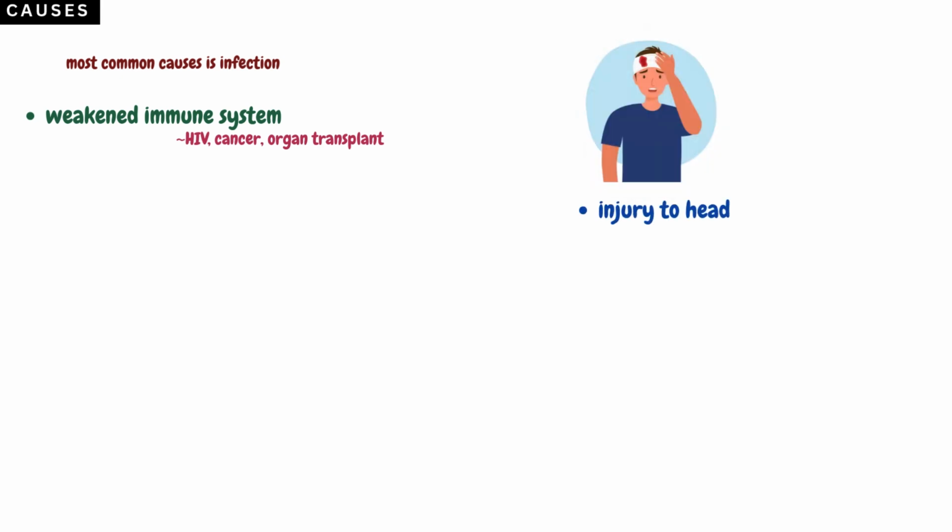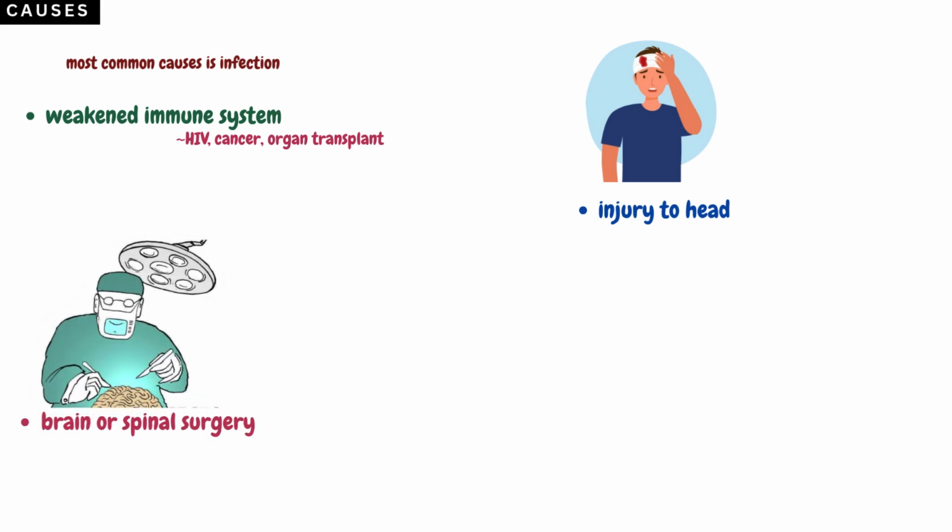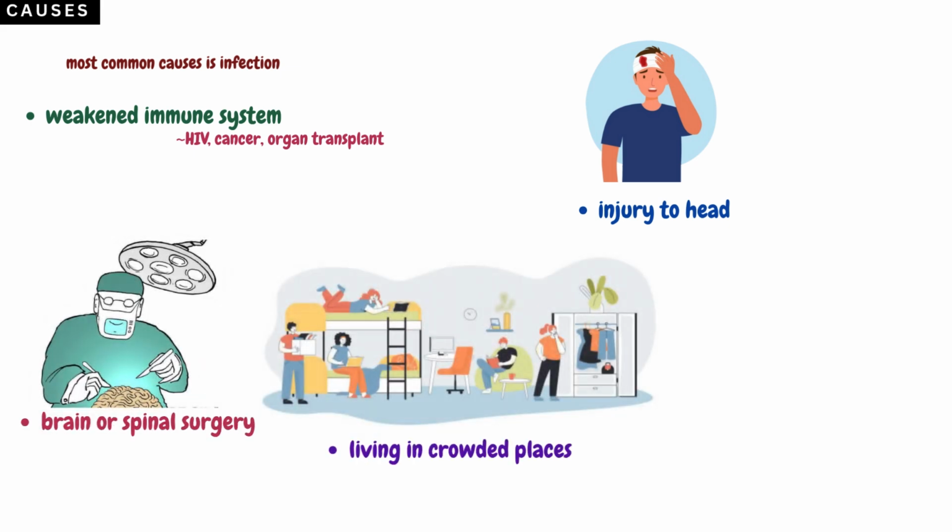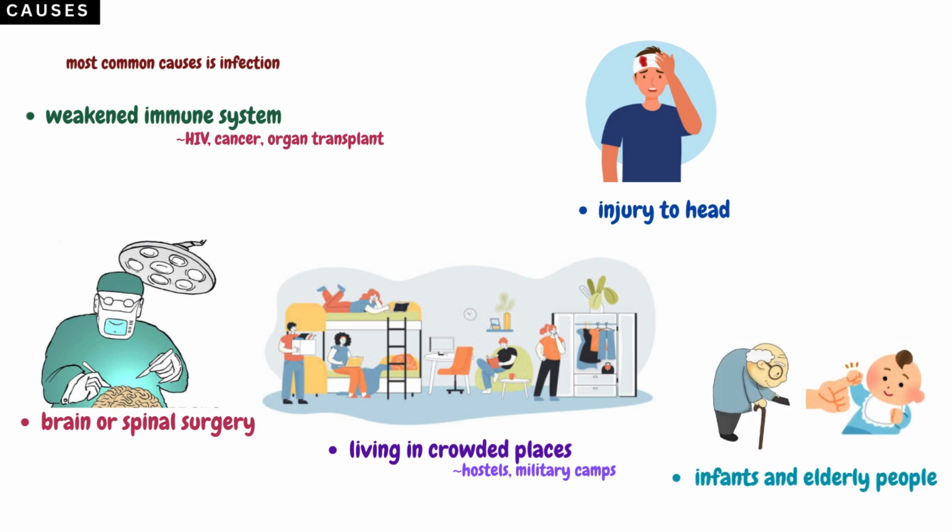Let's look at some of the risk factors of meningitis. Weakened immunity, like in HIV, cancer, or after organ transplant. Injury to the head that allows germs to enter the brain. Surgery involving the brain or spine. Living in crowded places such as hostels or military camps. Infants and elderly people, because their immune systems are weaker.